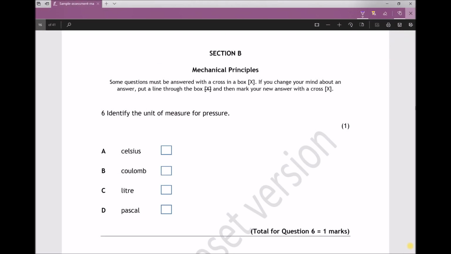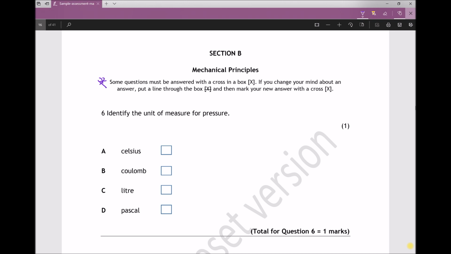In issue 2 of the sample assessment materials, we have seen the introduction of a number of multiple choice questions, and we're going to look at 3 of those now. This is at the start of the mechanical section, and one important thing to point out is how it wants us to identify our answer. It says, some questions must be answered with a cross in a box. If you change your mind about an answer, put a line through the box and then mark the new answer with a cross.